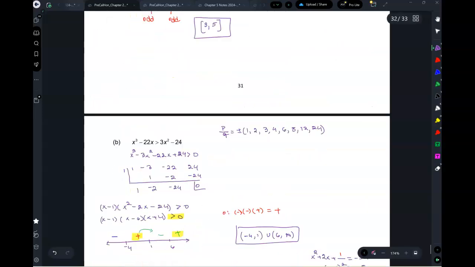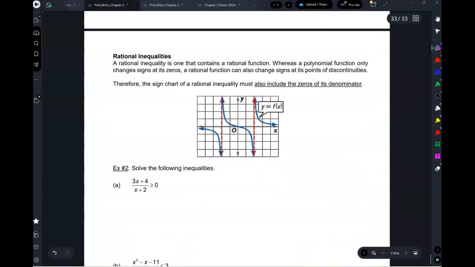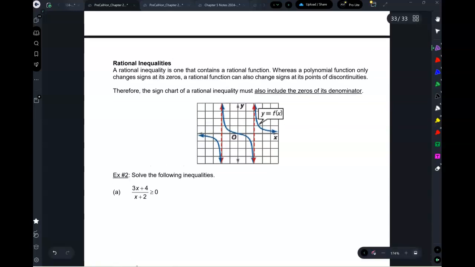So the statement is true, but the converse isn't true. Now let's go to rational functions. The thing about rational inequalities is, just like polynomial inequalities, there is the possibility of a sign change at the zero, but in addition to that, it can also change sign at the asymptotes.